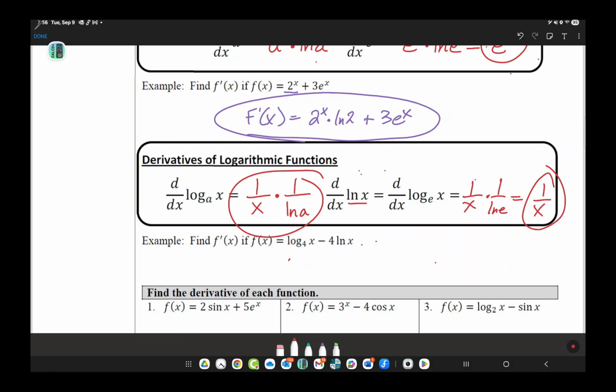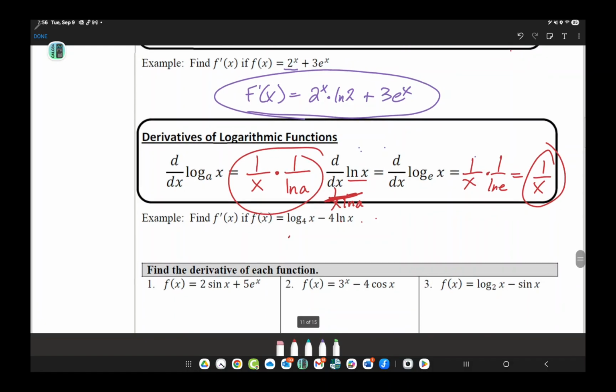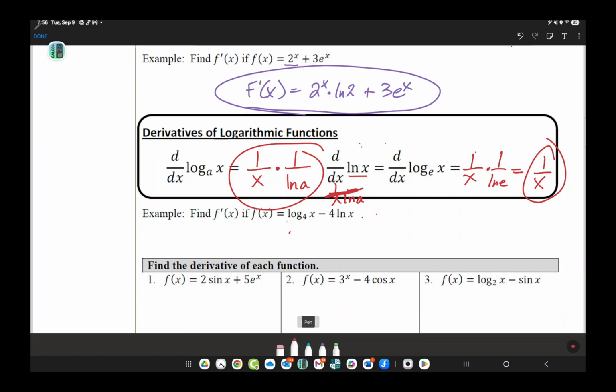Now, usually we would write this as just 1 over x log base a as one fraction. So 1 over x natural log of a, all as one fraction. So with that in mind, the derivative of log base 4 of x is 1 over x natural log of 4. Minus 4 times natural log of x, which is minus 4 over x. The coefficient just stays in the numerator.